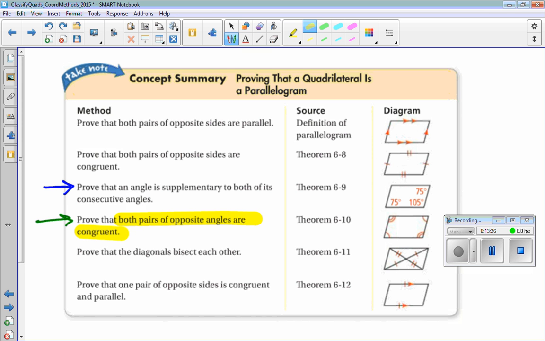We already have in there that the diagonals bisect each other, right? So we should have that listed. But the last one is one that was on our homework, and one that we talked about last class as well. If I can just show that one pair of opposite sides is both parallel and congruent, then it's also a parallelogram. So that's a recap of how to prove something is a parallelogram. And there are lots of ways, aren't there? Lots of different methods I could choose from.